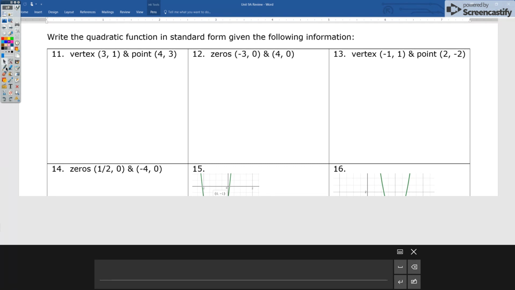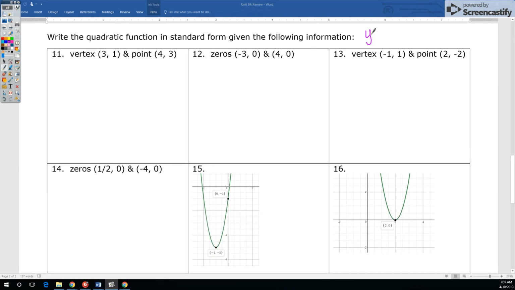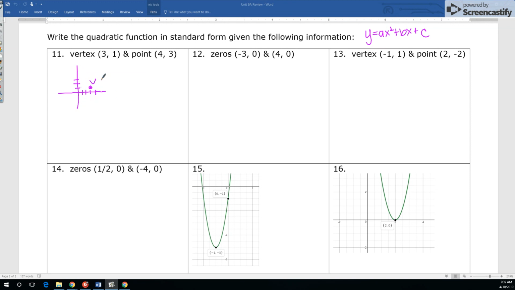Write the quadratic in standard form, which is ax² plus bx plus c, given the following information. So if my vertex is at 3, 1, and I have a point at 4, 3, let's graph that. 3, 1. 4, 3.